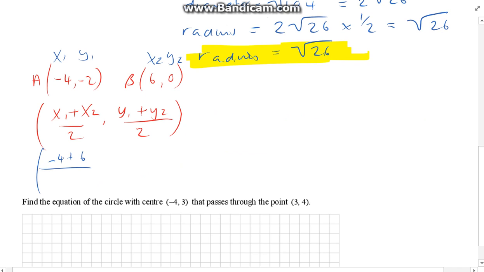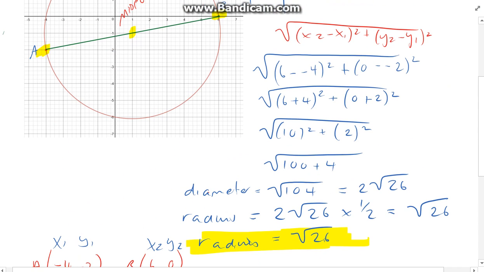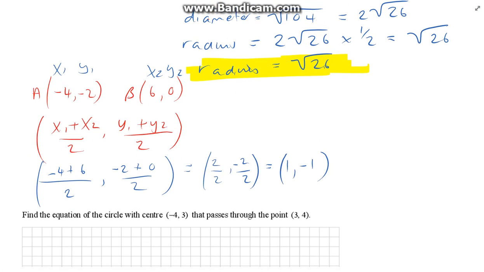Sorry, x1 plus x2 all over 2, comma, y1 is -2 plus y2 is 0 all over 2, which is equal to 2 over 2 and -2 over 2, which is equal to 1, minus 1. If we look back at the graph, we did actually mark it in the right spot anyway. So it was quite straightforward seeing that graph, but as I said, it won't always be. So we know that our centre is equal to 1, minus 1.